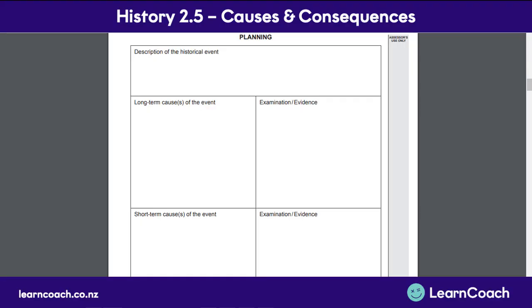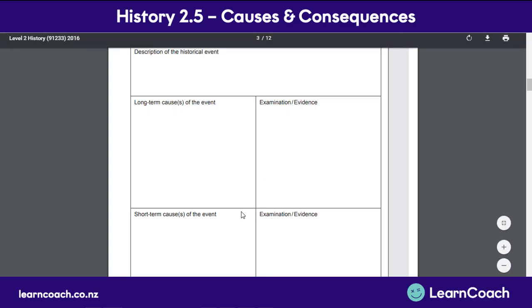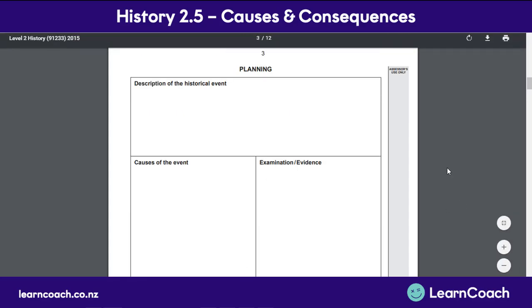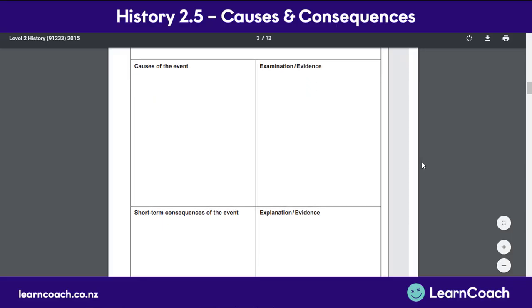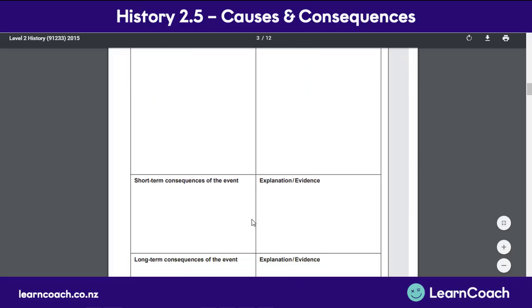Here is the 2016 planning page. As you can see, it is similar to the 2017 page, except it has space for long-term and short-term causes instead of the consequences. Same with the 2015 page, except it has the short-term and long-term consequences here.